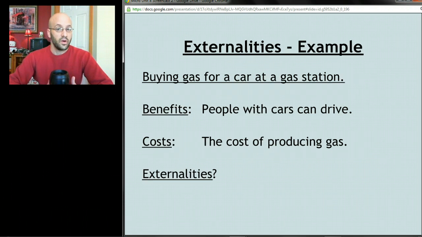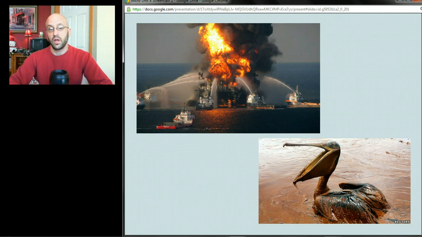So here's a simple example, one I used in the last screencast: buying gas for a car at a gas station. There are benefits involved. If I buy gas, I'll be able to drive my car. That's a benefit. I get utility from that. And there are costs involved. There's the cost of producing gas. But there are also externalities involved. In the course of production of gasoline, oil platforms blow up, and penguins, that's not a penguin, a pelican. Pelicans get covered with oil. That's an externality. It's an effect that my market transaction is having every time I go to the gas station, or one possible effect of that.